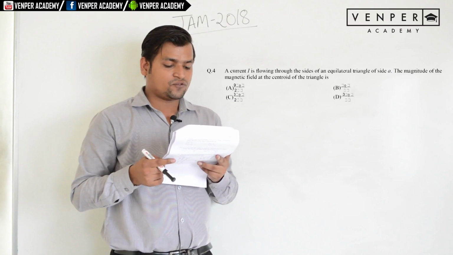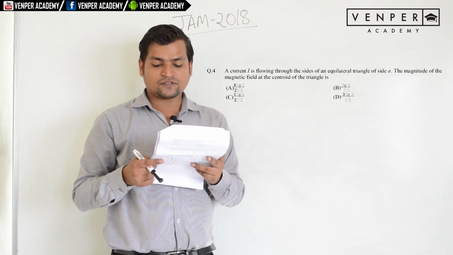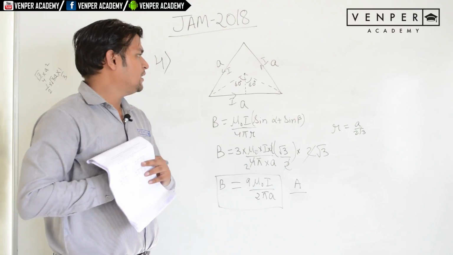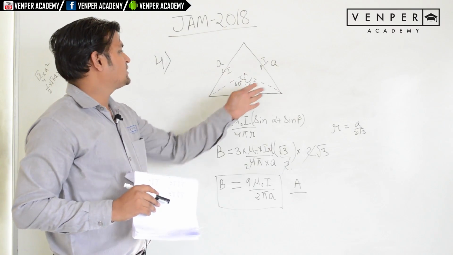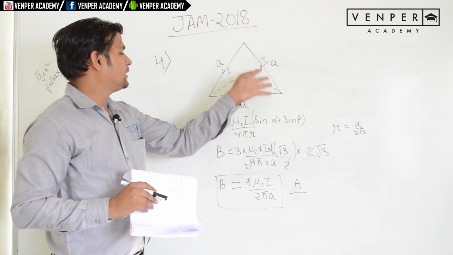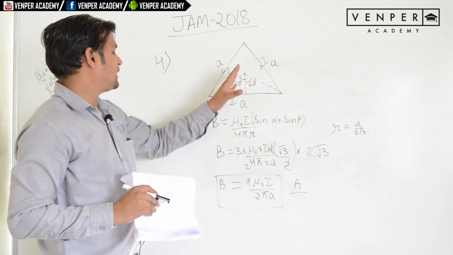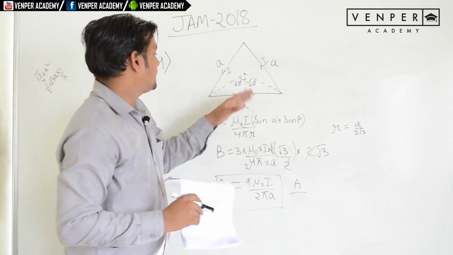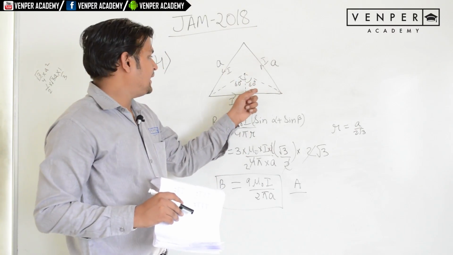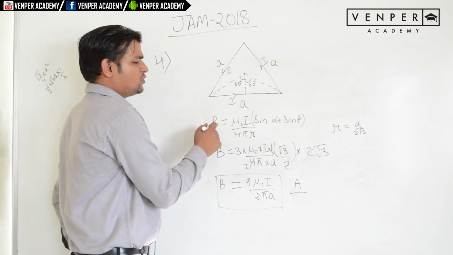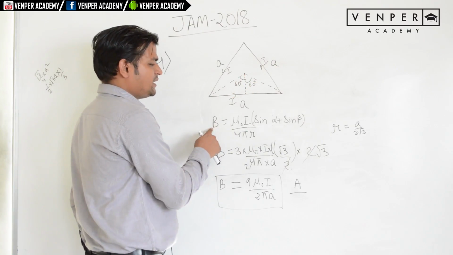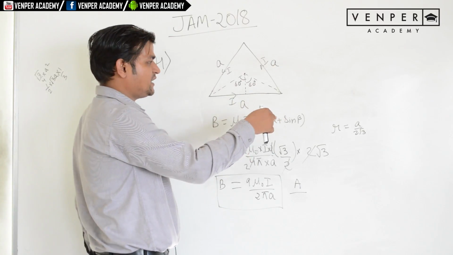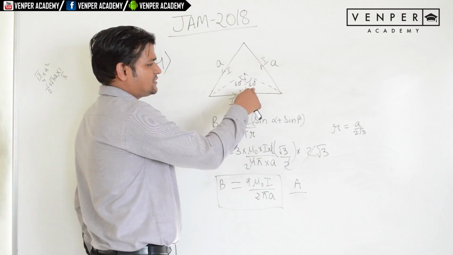A current I is flowing through the sides of an equilateral triangle of side a. The magnitude of the magnetic field at the centroid of the triangle is. Okay, see in this question, current I is flowing along an equilateral triangle, and they are asking what is the magnetic field at the centroid of this triangle. Clear? Okay, see here current I is flowing, and we know that from Biot-Savart law, B is equal to mu naught I upon 4 pi r into sine alpha plus sine beta. Clear?